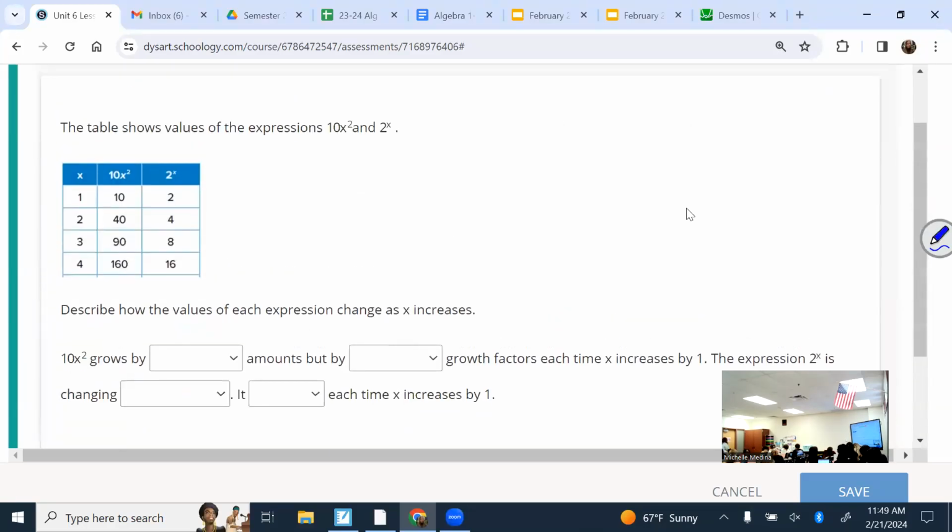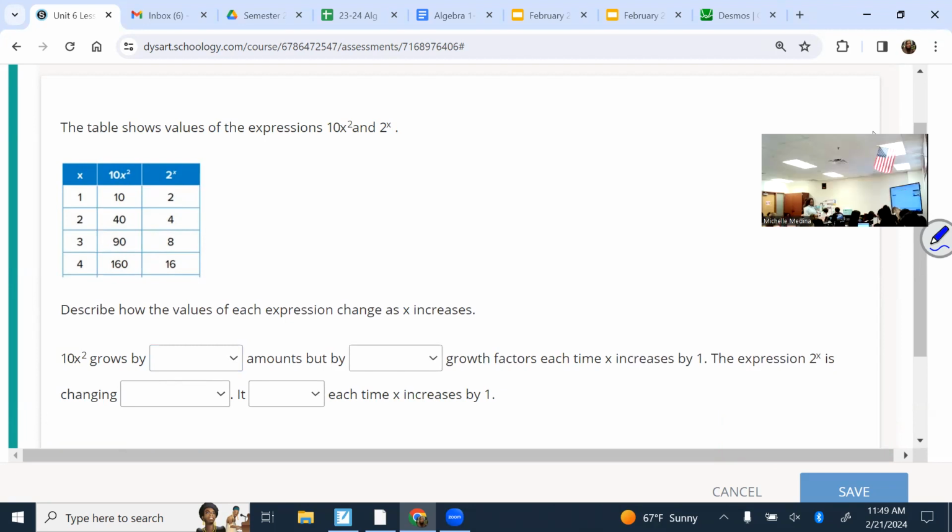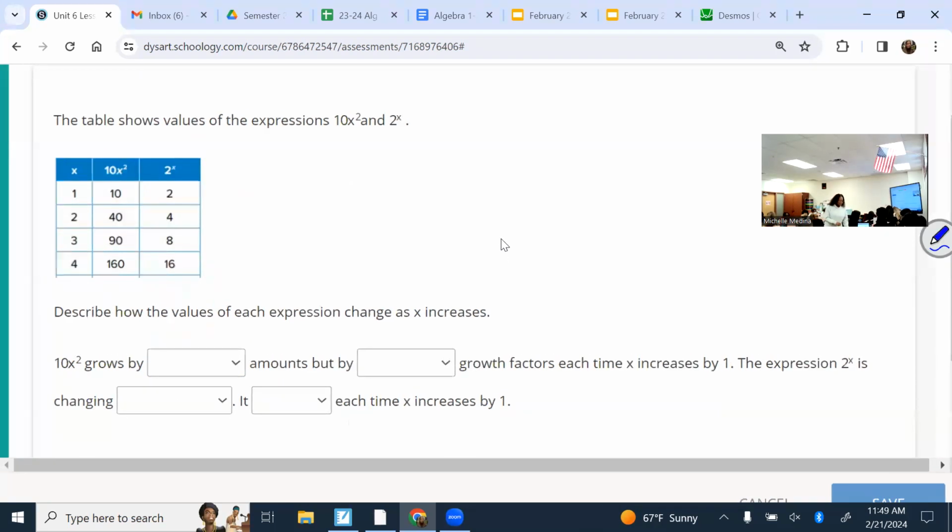So we have the table shows the values of the expressions 10x squared and 2x. Describe how the values of each expression changes as x increases. So we're filling in the blanks. 10x squared grows by blank amounts. So would you say that is 10x squared increasing or decreasing as time goes on? Okay, it's increasing amounts, but by blank growth factors.